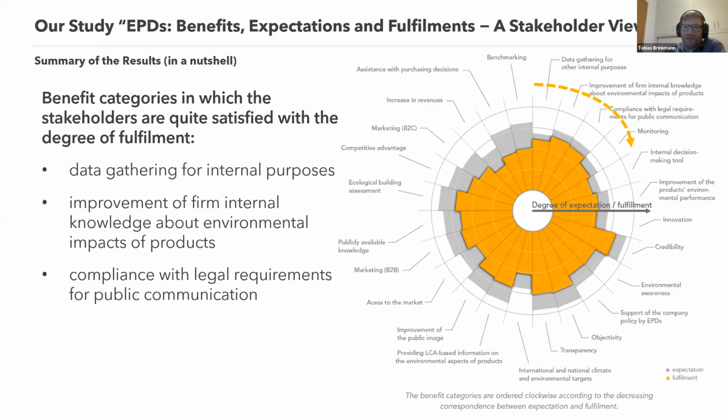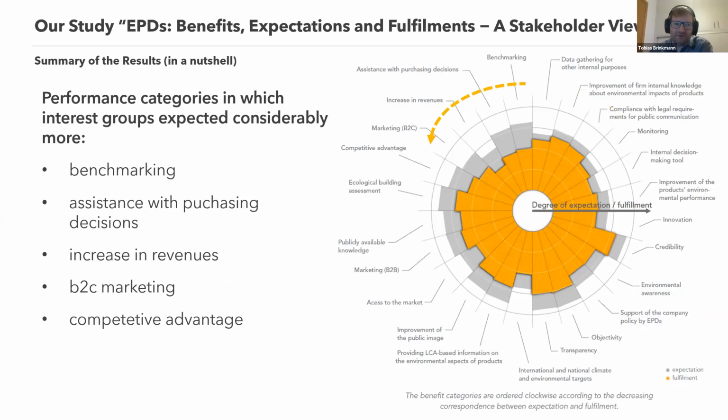If we now take a look in the other direction, at the performance categories in which the interest groups expected considerably more, we have especially the benchmarking, the assistance with purchasing decisions, increase in revenues, and the marketing B2C.